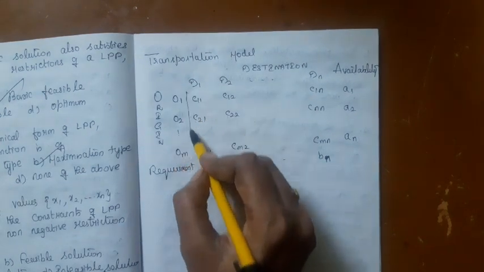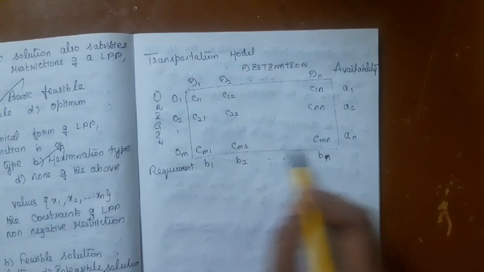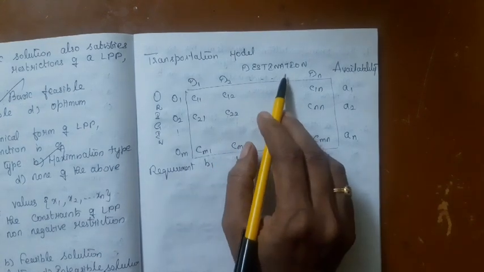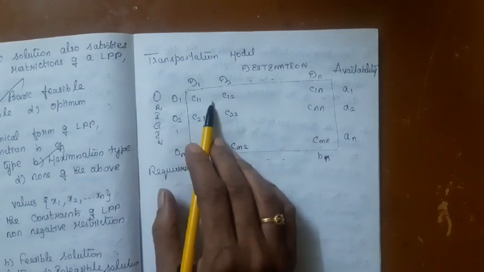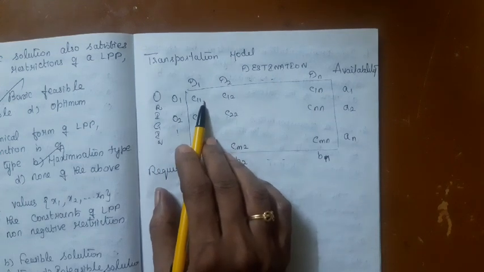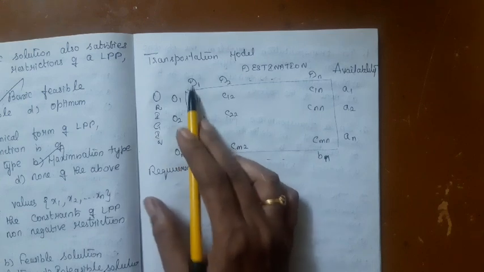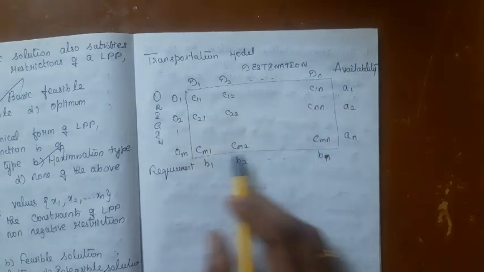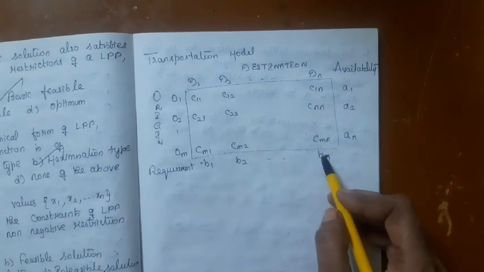Today's discussion is about transportation problem and assignment problem. This is the transportation model. There are M sources and N destinations, and the unit transportation cost of transporting 1 unit of the item from O1 to D1 is C11. The cost matrix is given, and these are the availabilities and these are the requirements.